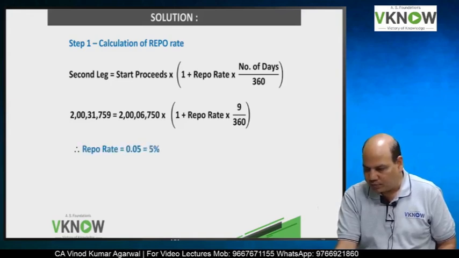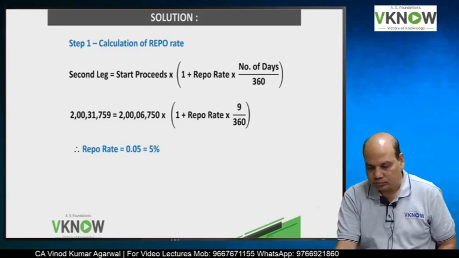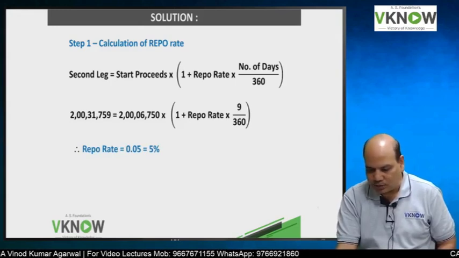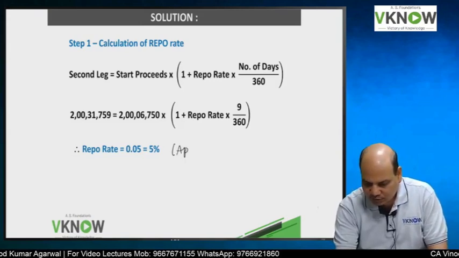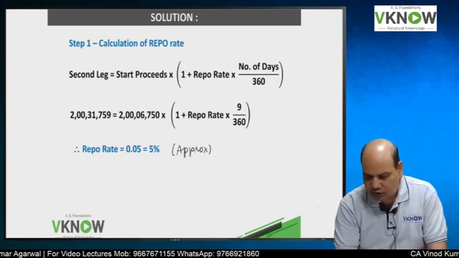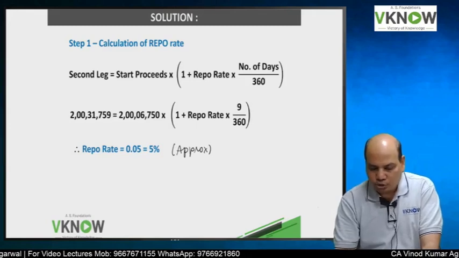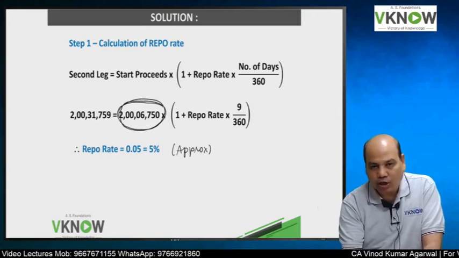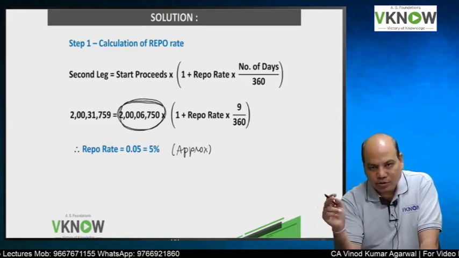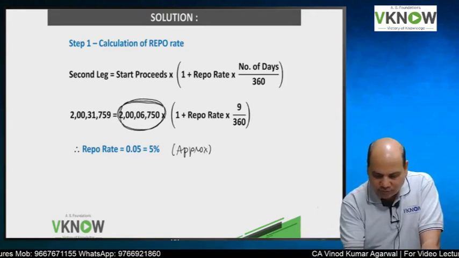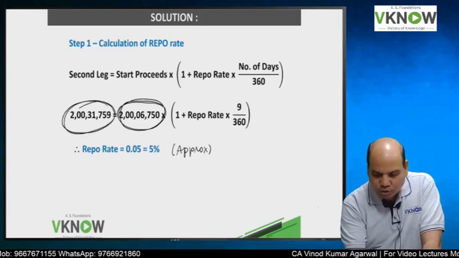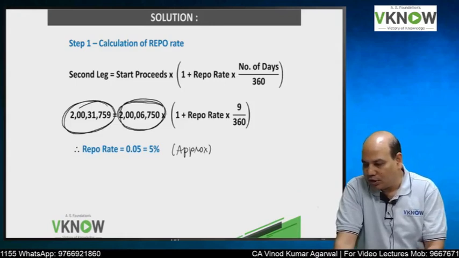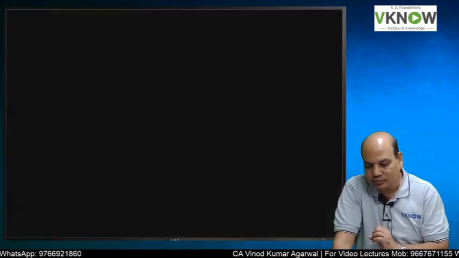So approximately 5% you are getting? Yes. Check the calculation yourself, but the answer should be approximately 5%, which means the lender is charging 5%. You should know that this price includes accrued interest, and this amount also includes accrued interest, because it's a government security, so the interest will keep on accruing every day.